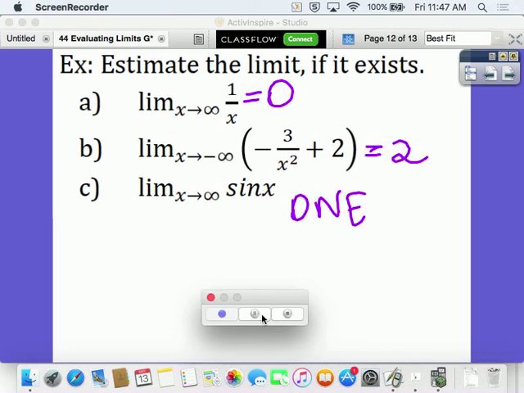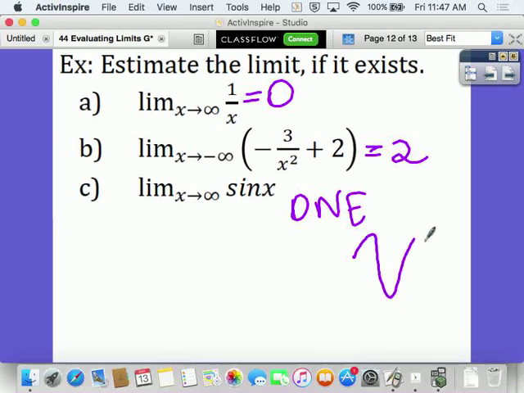Did you guys get this? I hope so. You should have seen that as x got closer to negative infinity, the graph approached 2. And for this one, sine x, it just oscillates in between -1 and +1. And since it doesn't approach one specific value as x gets really big, the limit does not exist.